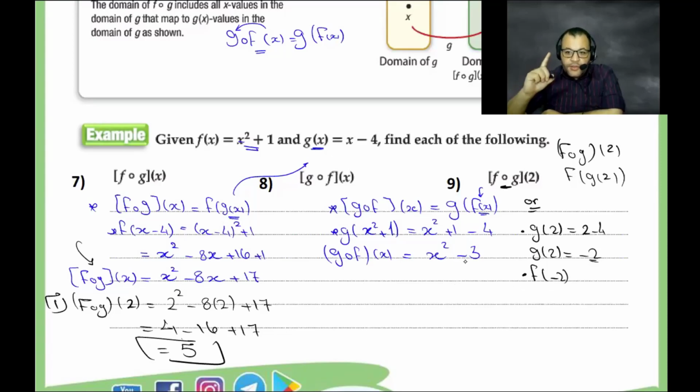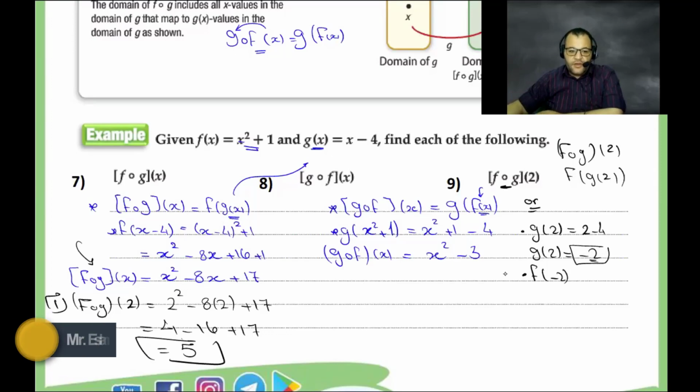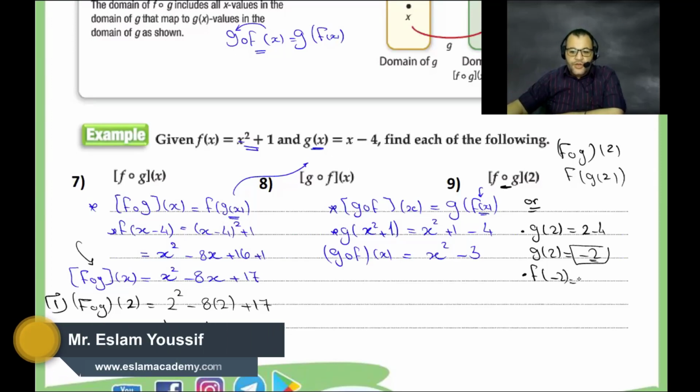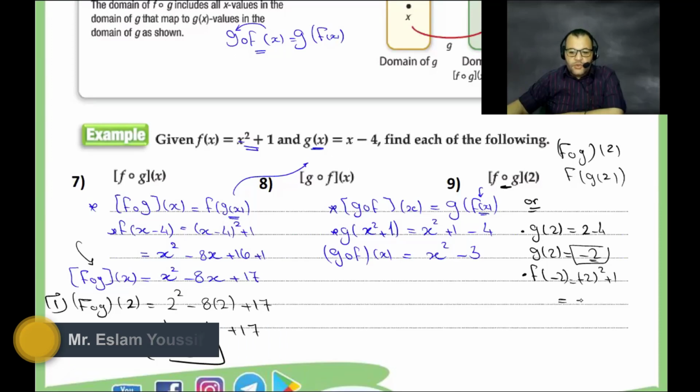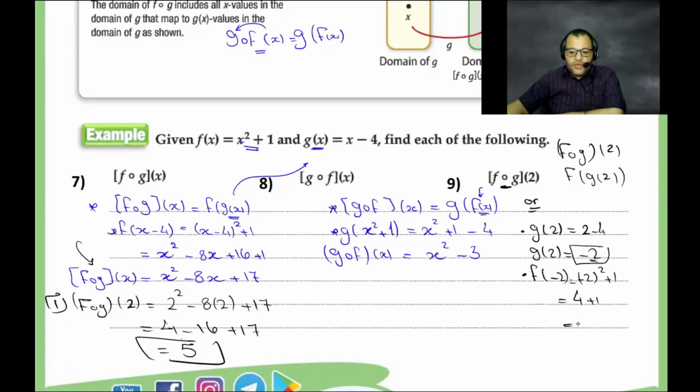So step number 1, find g of 2. What is the answer that you find? -2. Use the answer that you find at the second function, which is f. So it will be (-2) to the power 2 plus 1, which equals 4 plus 1. So the answer now will be 5, the same answer that you find.